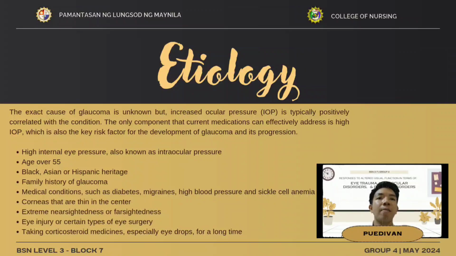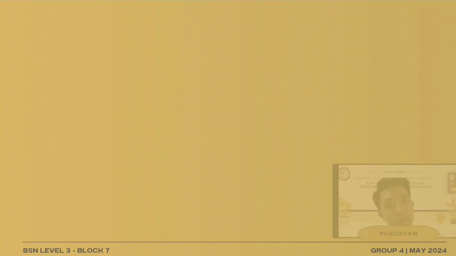Moreover, at risk din ito sa mga may family history ng glaucoma and yung may mga medical conditions such as diabetes, may migraines, may high blood pressure, and yung may mga sickle cell anemia. Nagkakaroon nito sa may mga maninipis or maliliit na cornea sa kanilang mata at yung may mga extreme nearsightedness or farsightedness. And of course, very eligible ang mga may eye injury or certain types of eye surgery. And lastly is yung may mga matagal na nagtitake ng corticosteroid medicine, like for example is yung eye drops.